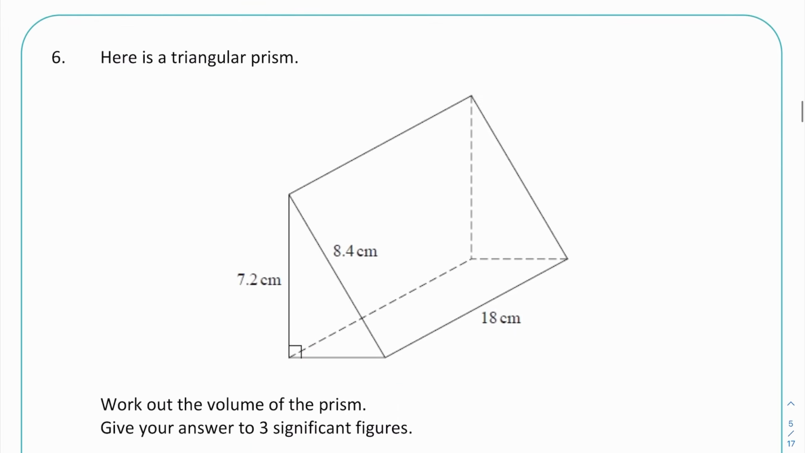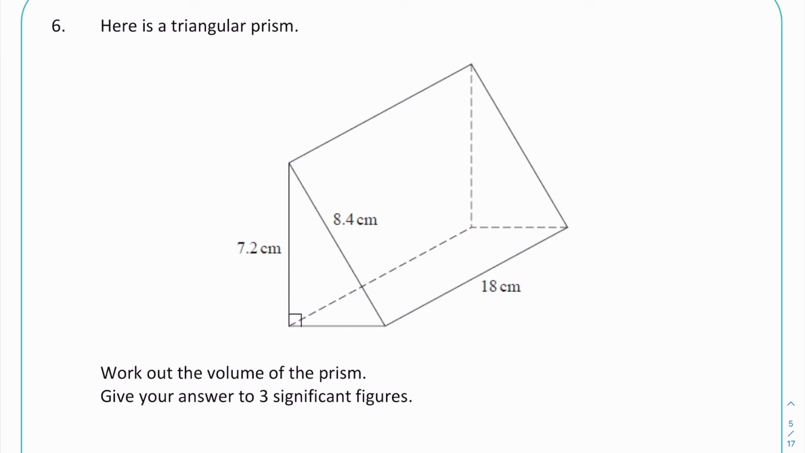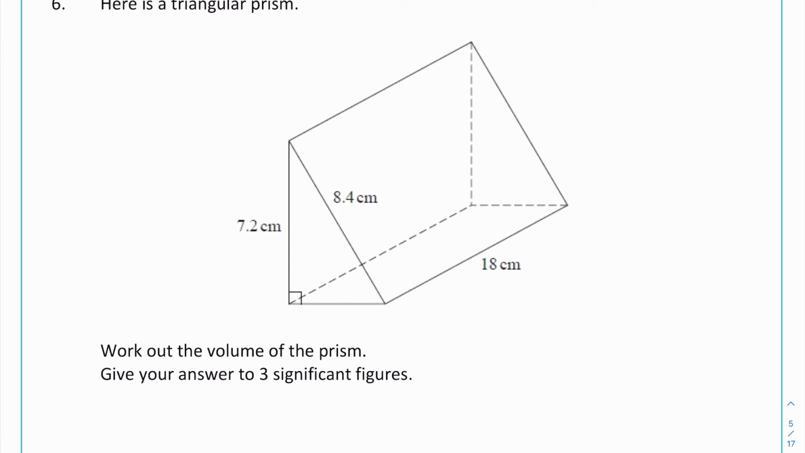Question 6, we have, here is a triangular prism. Work out the volume of the prism, give your answer to 3 significant figures. So to work out the volume of a prism, we need to know the area of the cross-section. The cross-section here is a triangle. Apart from, we can't get the area of that triangle without the length of the base.